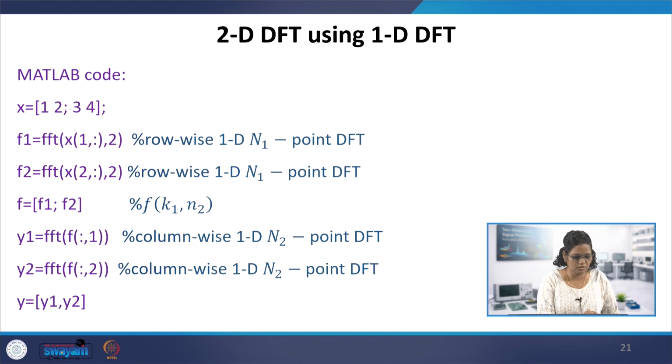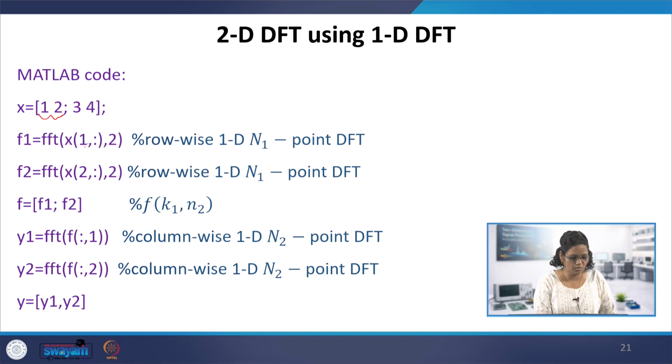That is, x is the sequence 1, 2, 3, 4, and first we find f of k1 comma n2, for which we take the first row. How do you compute the first row? F1 is FFT of x of 1 comma colon, where 1 comma colon refers to the first row, 1, 2, and the FFT length should be taken as 2. Now you notice that this is 1D FFT, not the 2D FFT. FFT2 is the command for the 2D FFT. So here we are performing the 2D using 1D FFT.